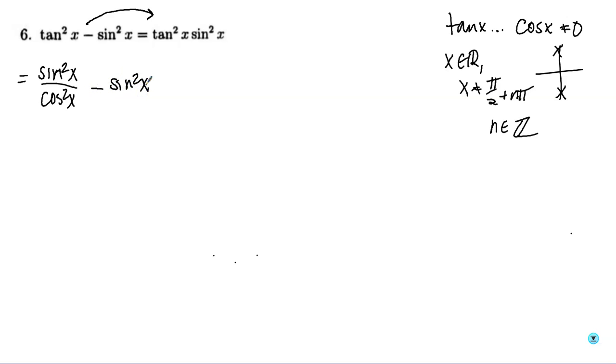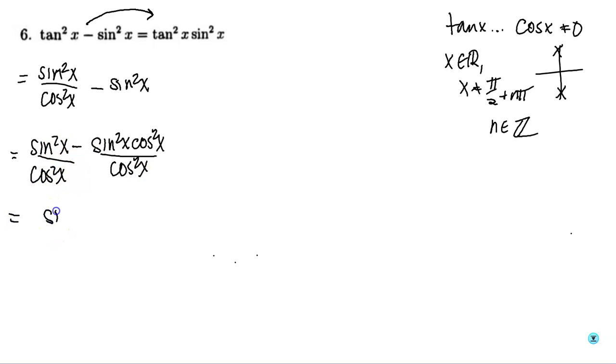So this is where I'm going to head. Okay, if I want to take 2 terms and put it into 1, I need common denominators, which means this would need to be multiplied by a cos squared on top and bottom. Right, now I have common denominators. Okay, so then I have sine squared x minus sine squared x cos squared x on top over cos squared.